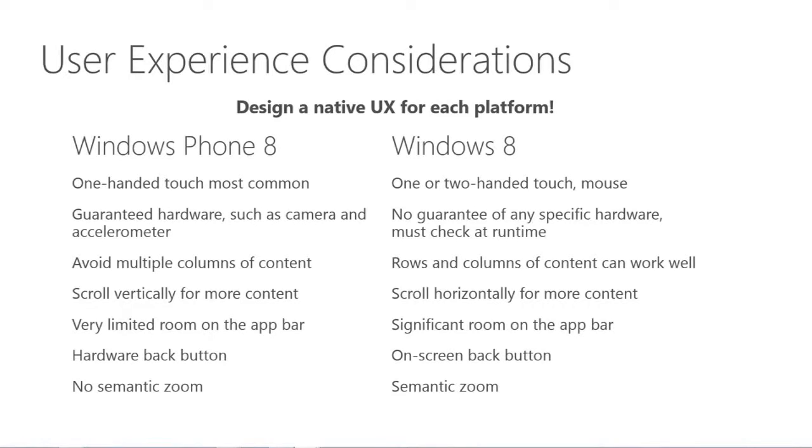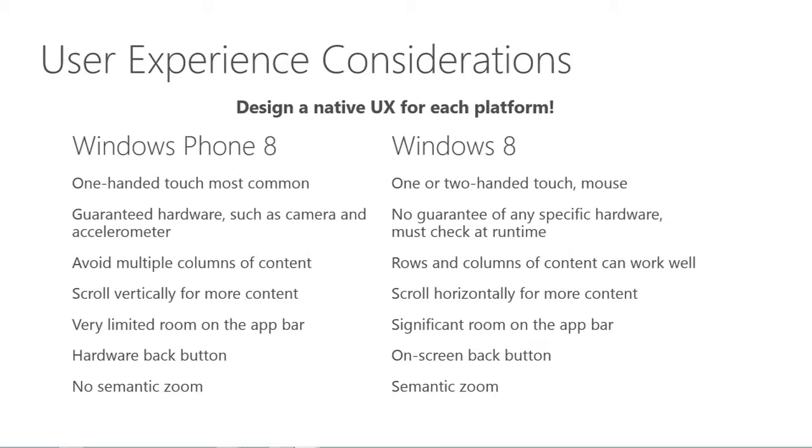So with that in mind, there are some user experience considerations that you have to keep in mind. You, of course, are trying to design a native UX for that platform. It should feel like a native UX, and so you want to keep what's native for that platform in mind as you're doing that. The first thing is Windows Phone, as I said, is portrait. It's really designed to be used in a one-handed way with one-handed touch. You pull your phone out of your pocket and you're scrolling and typing and so on one-handed.